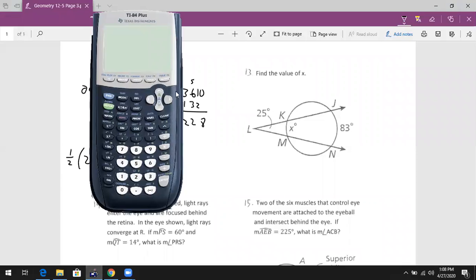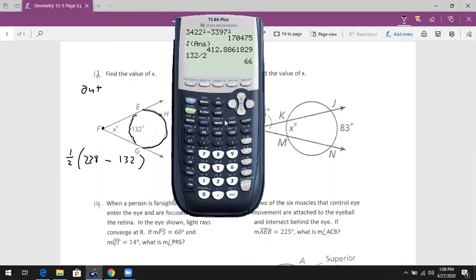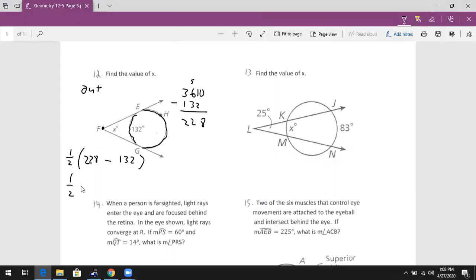All right. So 228 minus 132 gives us 96. Half of 96 is 48 degrees.